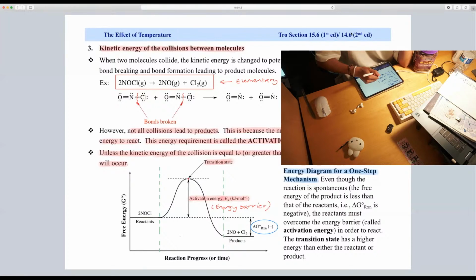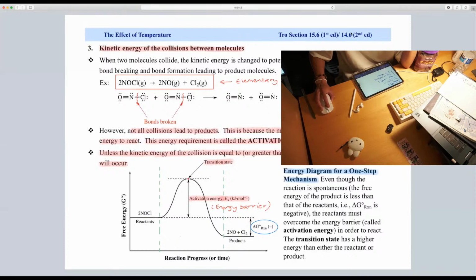So let's take an example of a reaction. So we're going to take a one-step mechanism shown here. This is a bimolecular reaction. So since this is a one-step mechanism, this is an elementary step, and you can see that when these two molecules collide with each other, they lead to products. And when these two molecules collide with each other, the kinetic energy of this collision is converted to potential energy that is used in breaking up bonds and forming new bonds. And so in this case, when these two molecules collide, if the kinetic energy of that collision doesn't meet a minimum requirement, then this collision will not lead to products and therefore will not increase the rate of reaction.